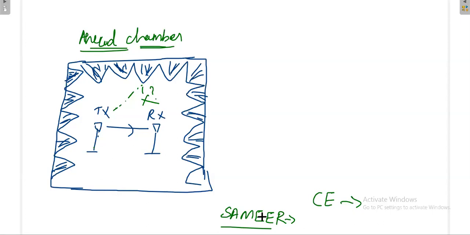That means your device should not disturb the operation of the other device, and also it should not be disturbed by the operation of other devices. That is the main idea.